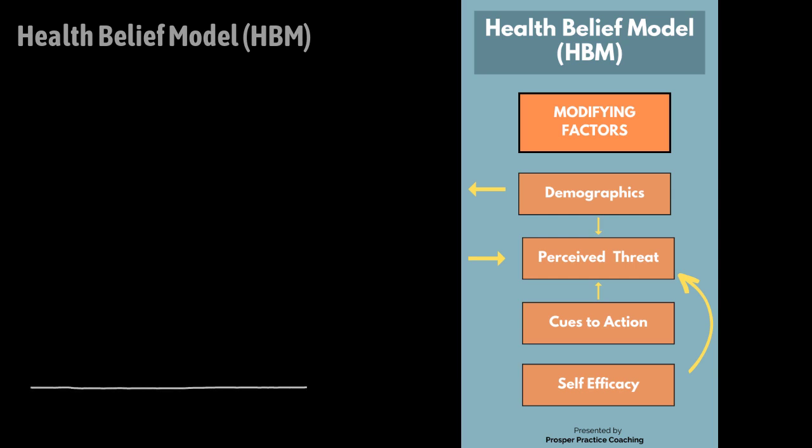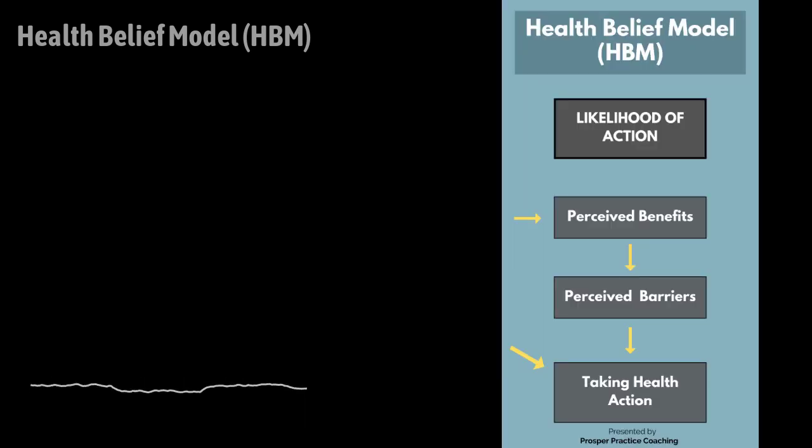That's super important. Now we turn our attention to the other factor of the model, which is the likelihood of action, which includes two final factors: perceived benefits, which is the individual's belief about the effectiveness of a particular health action in preventing or reducing the health problem, which is also influenced by modifying factors, and the perceived barriers. This is an individual's belief about the costs and barriers associated with taking a particular health action, which in turn is influenced by the perceived threats.